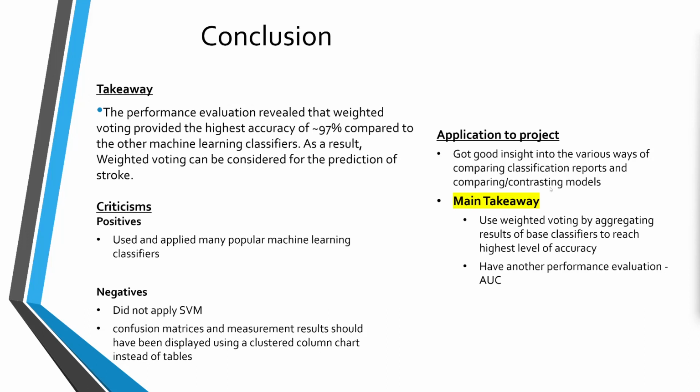Finally, the application to my project. I got a really good insight into the various ways of comparing classification reports and comparing and contrasting the models. But the main takeaway, since I'm dealing with a classification project, is that I think it's a good idea to use weighted voting by aggregating the results of base classifiers. So I should have lots of classifier algorithms so that I can reach the highest level of accuracy. And one other thing I should think of implementing is another performance evaluation like AUC.